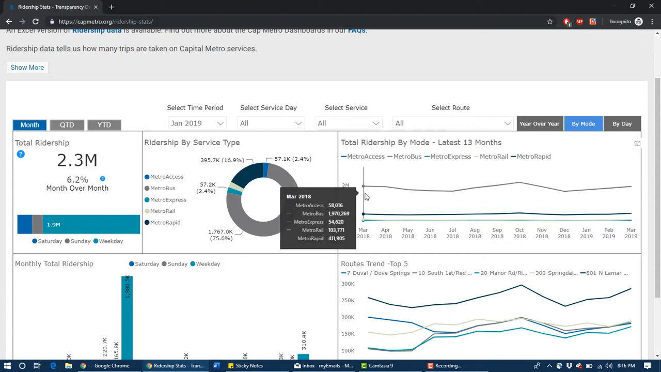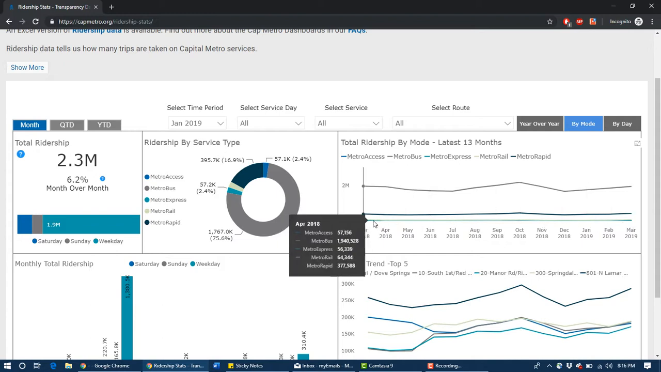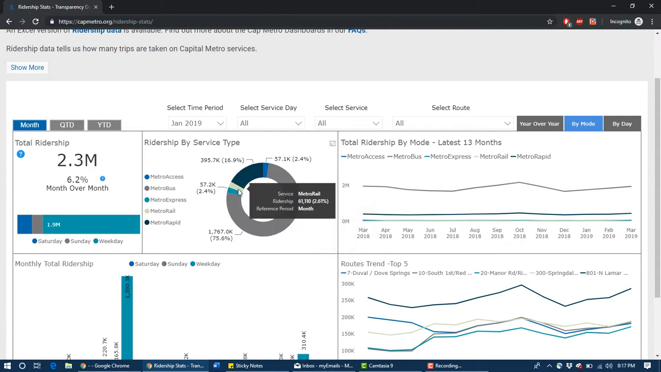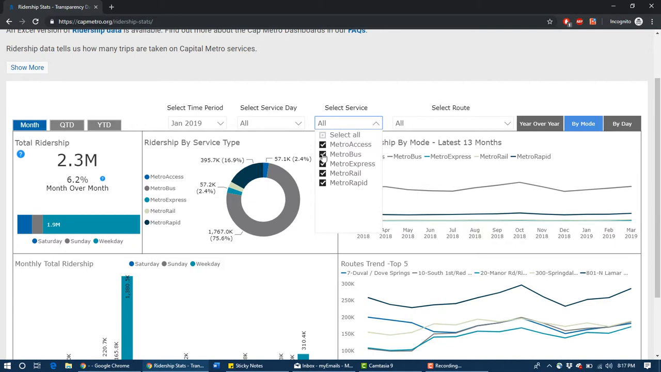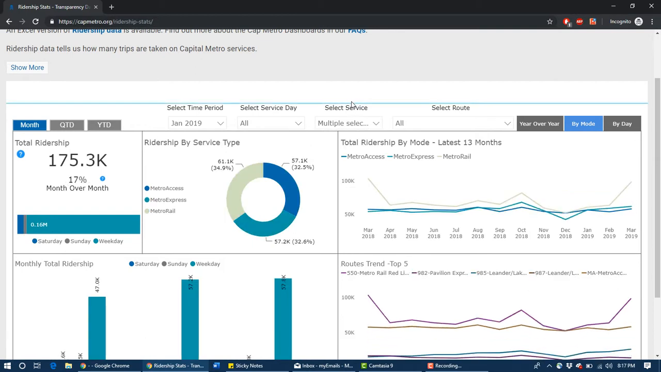A lot of people travel through Metro Bus. If you look at it, this graph is really shady and you wouldn't be able to compare anything with the other graphs. This light blue bar and the light green bar, you wouldn't be able to differentiate. So what I can do is uncheck Metro Bus and also take out the blue one, which is Metro Rapid. Then you are able to see the proper distinction between all three different graphs.